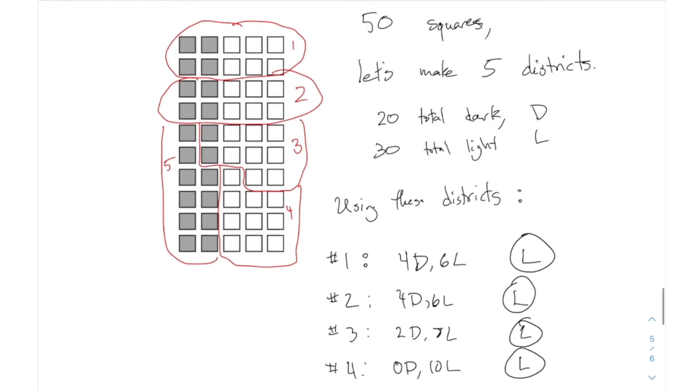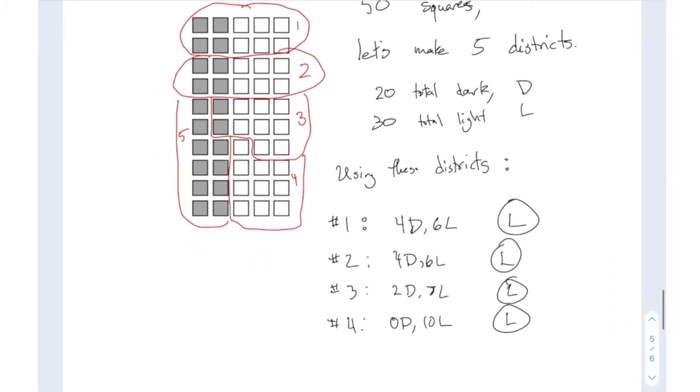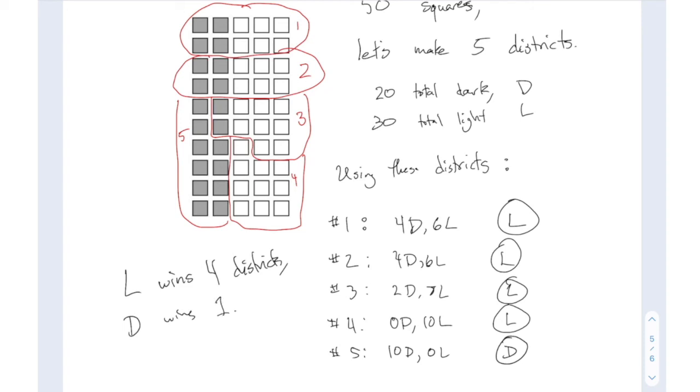And then number 5 has all darks. Number 5, 10 darks, 0 lights. So the D's win. And so the total result here is the lights win 4 times and the D's win 1 time. So if you think of these as representatives, the lights are getting 4. The L wins 4 districts. The D wins 1.